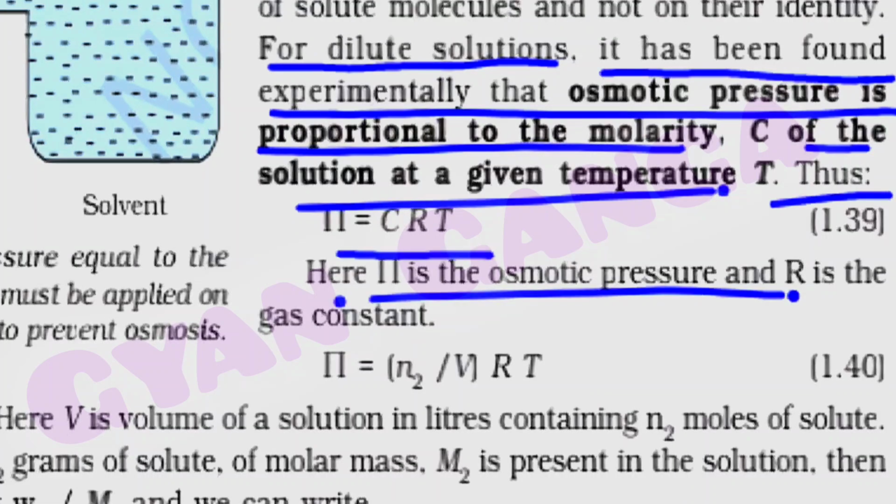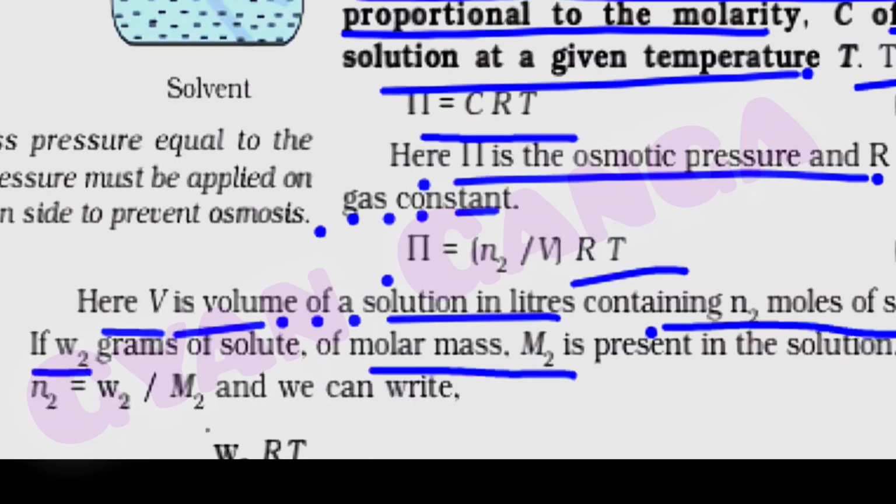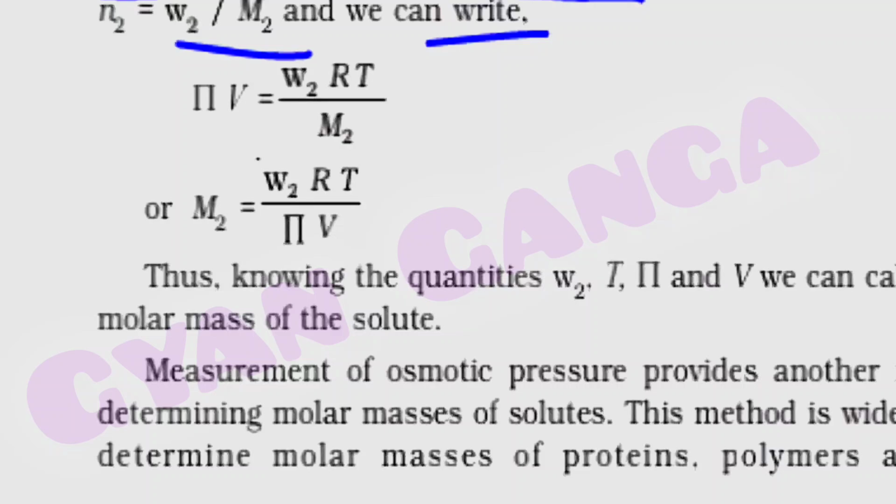Π = (n2/V) RT, where V is the volume of solution in liters containing n2 moles of solute. If W2 grams of solute of molar mass M2 is present in the solution, then n2 = W2/M2, and we can write ΠV = W2RT/M2, or M2 = W2RT/(ΠV).